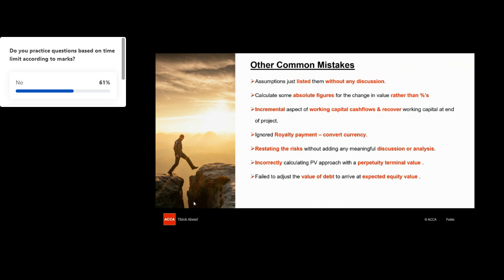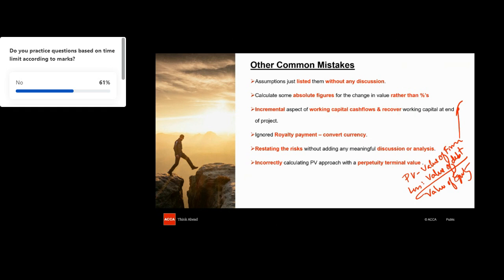Now, whenever you find the present value in valuation, that present value is the value of the firm. If you want to find the value of the equity, you will have to deduct the value of debt to arrive at the value of equity. Several times it is noticed that the value of the firm is stated as the value of equity without reducing the value of debt from it. So the candidates failed to reduce the value of debt to arrive at the value of equity.